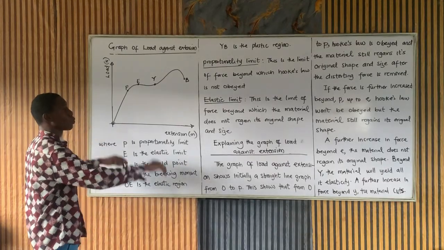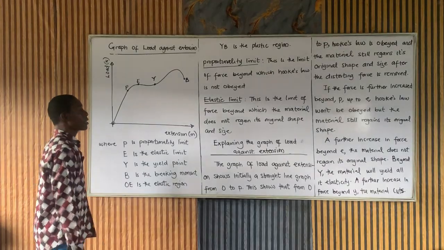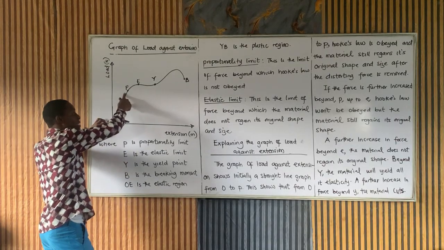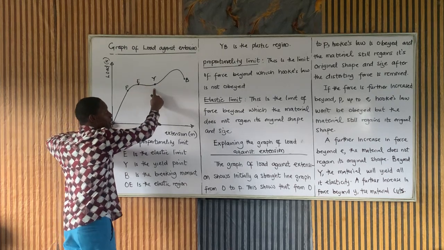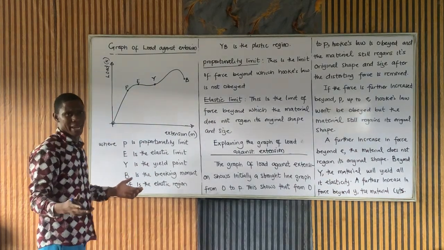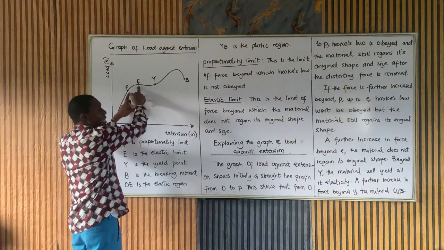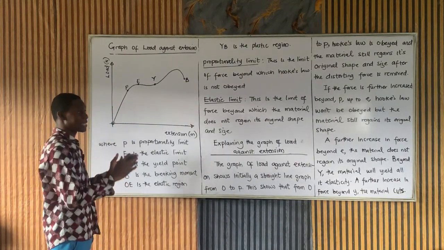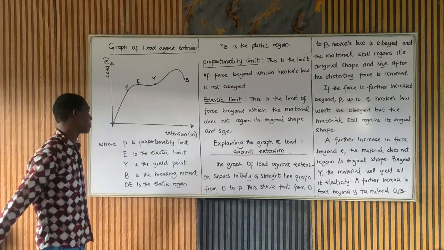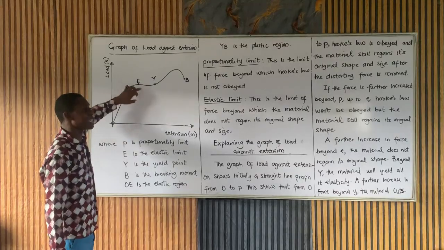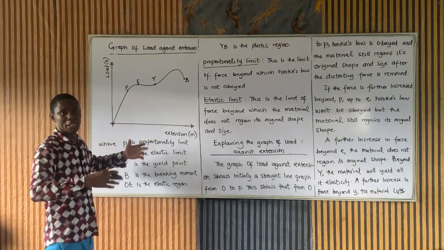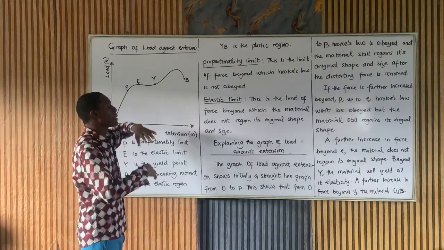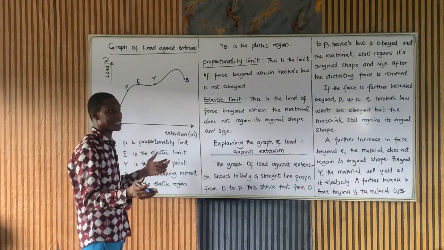So this is the graph of load against extension. There are several very important points here. This is the origin O. This is the point P, known as the proportionality limit. E is the elastic limit. Y is the yield point, and B is the breaking point. For some materials, the proportionality limit and the elastic limit are relatively close and considered to be just a point, while for some materials there's a little bit of space between the yield point and the elastic limit. So from O to E is the elastic region, and at this region the material is still elastic. And from Y to B is the plastic region. The material has yielded all its elasticity and has become plastic.